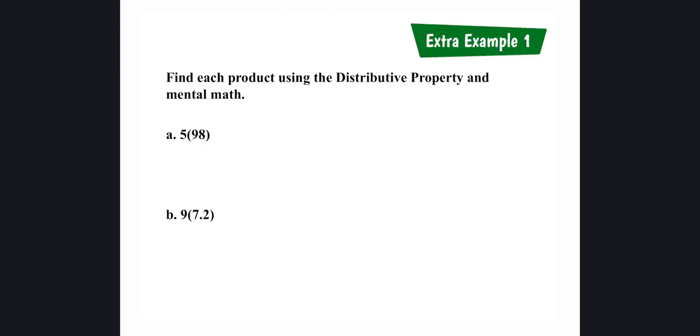Extra example 1. You'll try this problem by yourself. Find each product using the distributive property and mental math. Problem A. 5 times 98. Problem B. 9 times 7.2. Pause the video and try these problems on your own. When finished, unpause the video to see if you were able to successfully solve the problems.